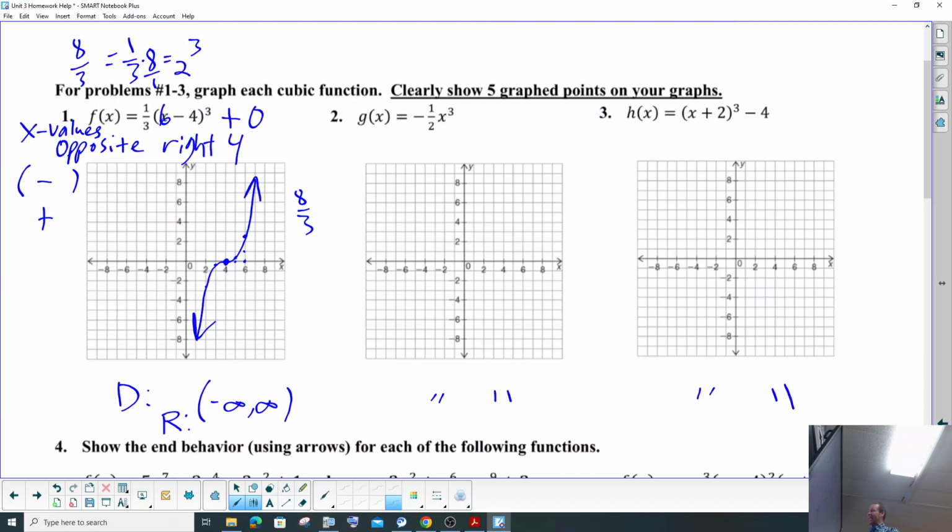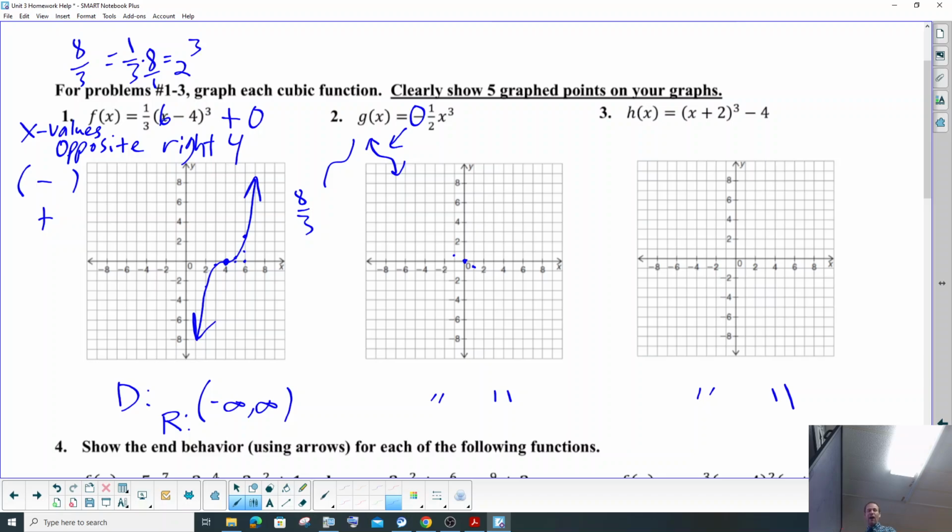Okay, so now we have a negative. So the negative is going to flip it. Instead of going this way, it's actually going to go down and to the right. So that's what the negative is going to do. Half is going to make it go wider. Plug in a 0, you get 0. So we go back to the origin, and then we go left 1, up a half, right 1, down a half.